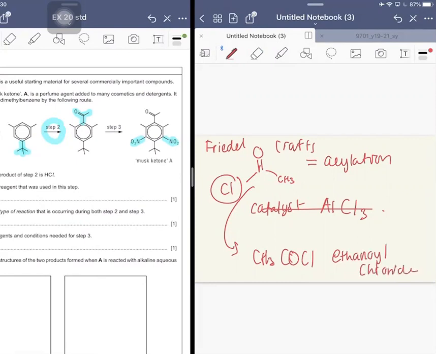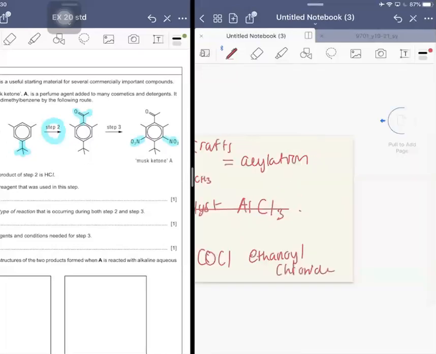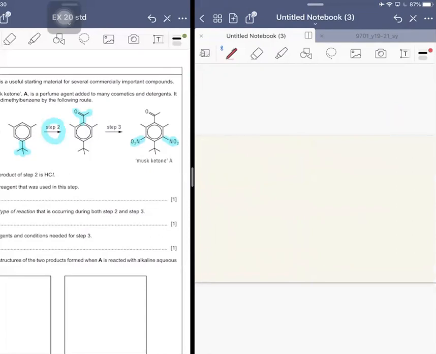Suggest the type of reaction that is occurring during both step 2 and step 3. Now, in step 2, you're inserting things onto the benzene ring. Step 3, same thing, you're adding a nitro group onto the benzene ring. Therefore, this is an electrophilic reaction. Why? Because the benzene is already electron rich, therefore it will only attract electrophiles. Electrophilic substitution. You cannot add onto the double bond in addition terms, but you can only substitute. Okay, remember you lose the hydrogen where your carbon is sitting on. So the type of reaction is electrophilic substitution.